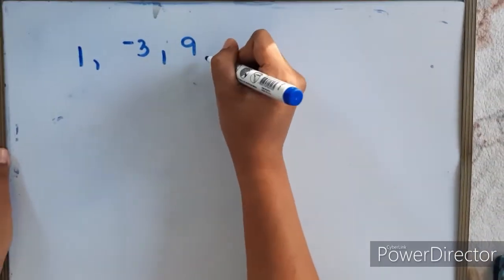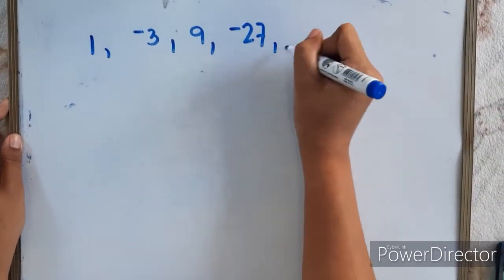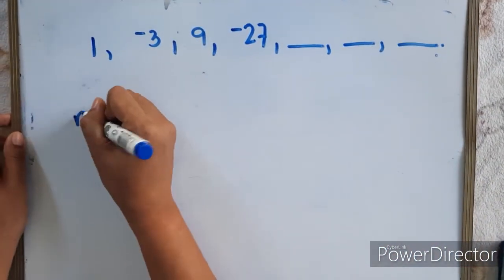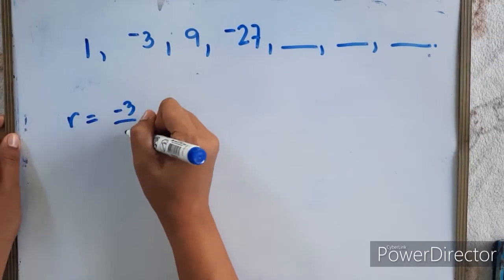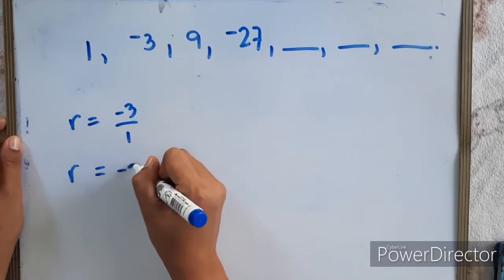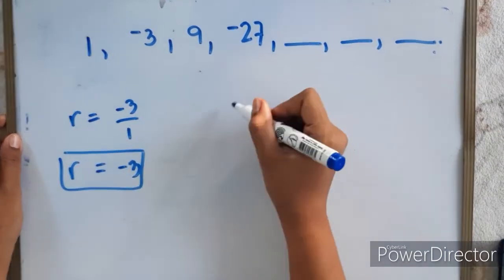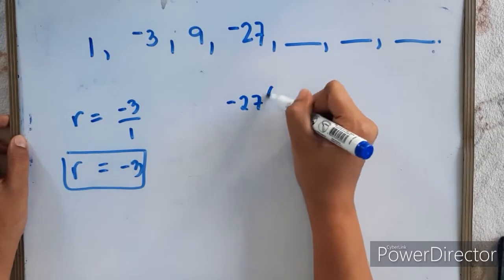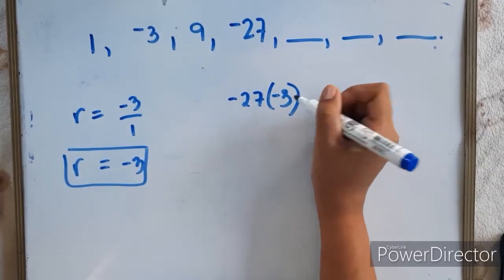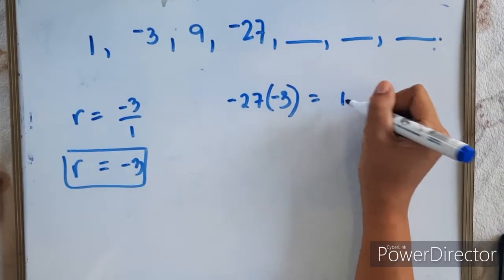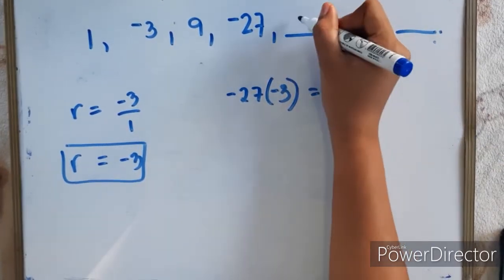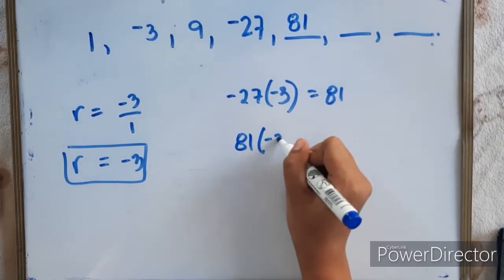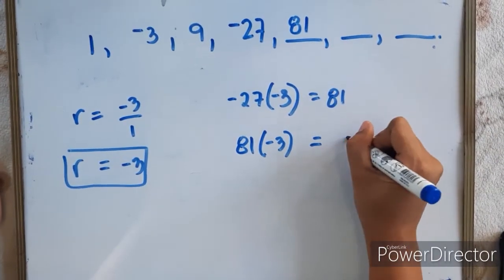We have here 1, negative 3, 9, negative 27, and supply for the next 3 terms. So we have the ratio is equal to negative 3 divided by 1, that is negative 3. Okay, to find the next term, you're going to multiply negative 27 by our common ratio negative 3, which is equal to positive 81.